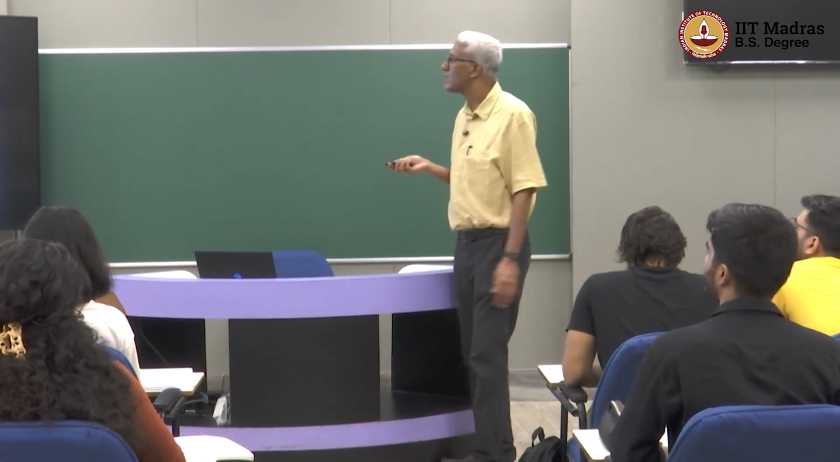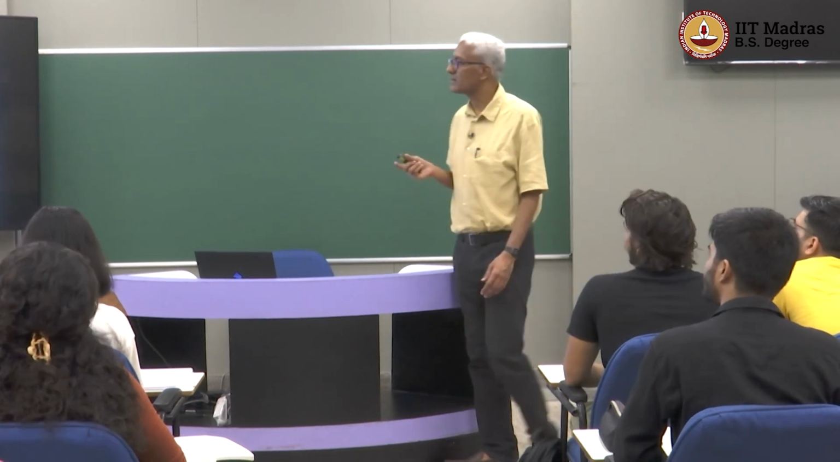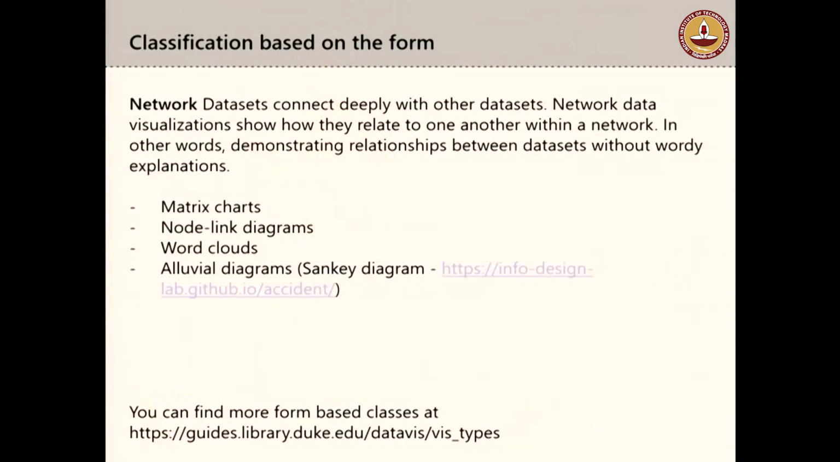Okay. Then we have network data sets that connect deeply with other data sets. Network data visualizations show how they relate to one another within a network. In other words, demonstrating relationships between data sets without a very wordy explanation. So examples of that are matrix diagrams, node link diagrams, word clouds, alluvial diagrams, also called Sankey diagrams, and so on. Okay, so you can find more examples of this form-based classes at this link.